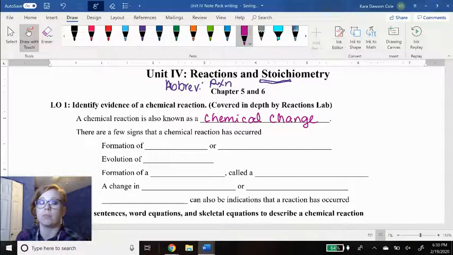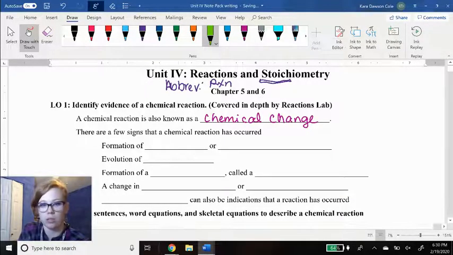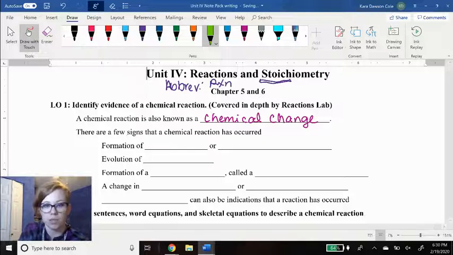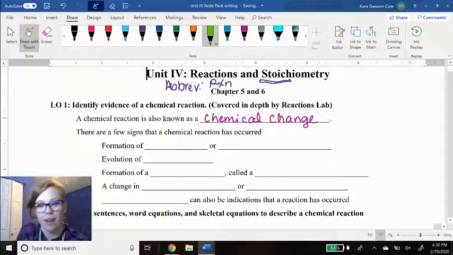So there are some signs that a chemical reaction has occurred. You probably know most of these. This shouldn't be 100% new knowledge, right? We've talked about these. We've talked about it when we talked about chemical changes, which was in Unit 2. So we're just kind of adding on, right?